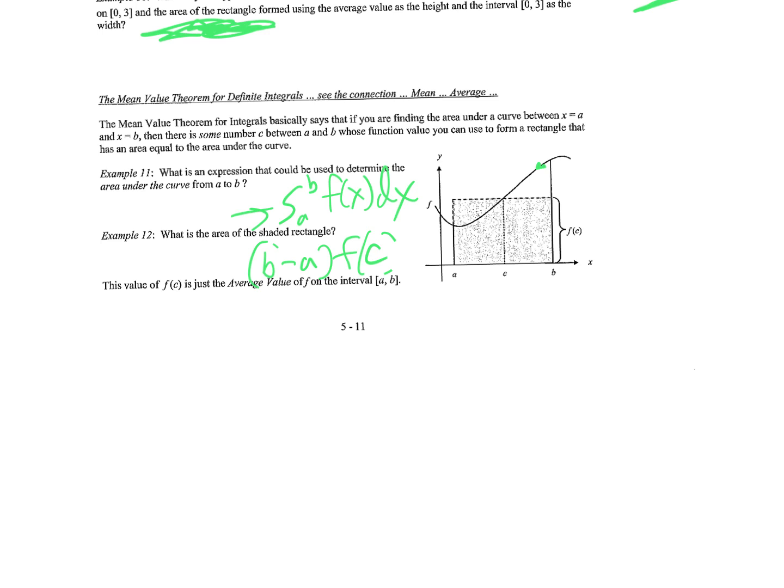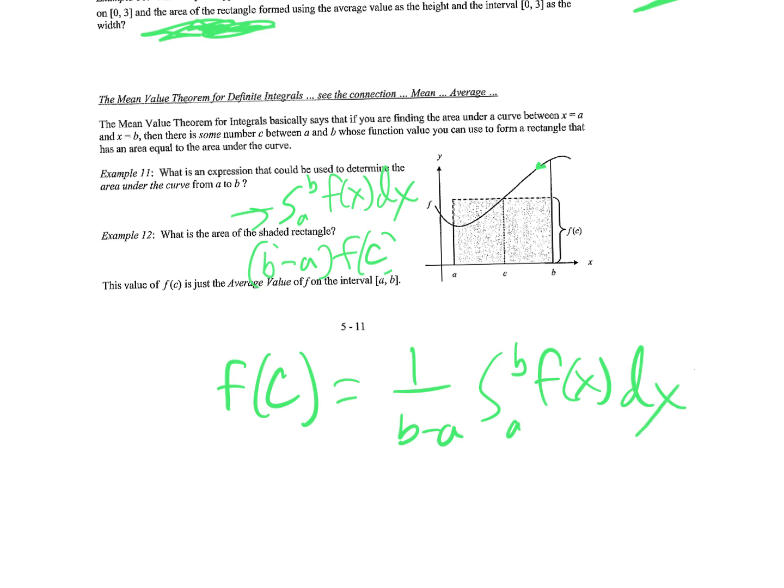And then if we think back, let's think about the average value formula. If I have the average value, and we know that that is f of c, because we did that up above, and we know that it's 1 over b minus a times the integral from a to b of f of x dx, if we just multiply this side by b minus a, I've got that expression. So we can play around with this formula.